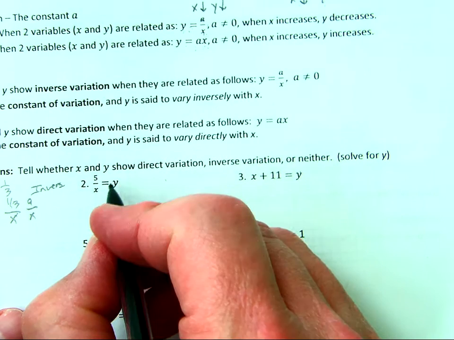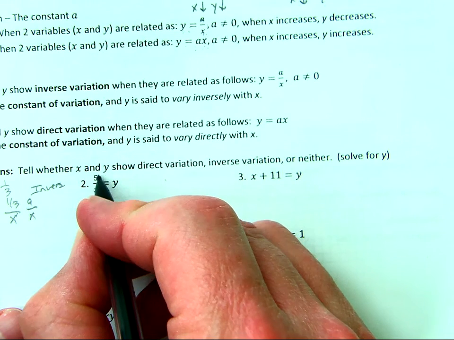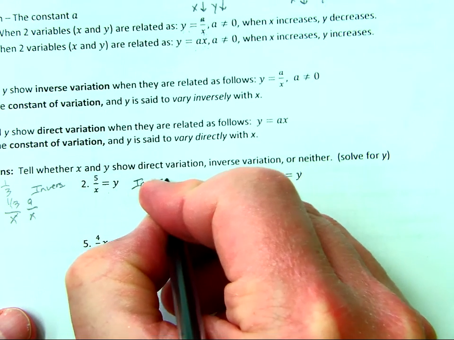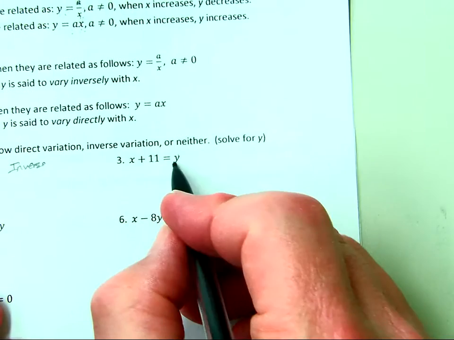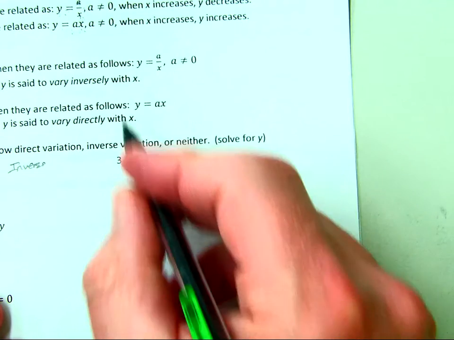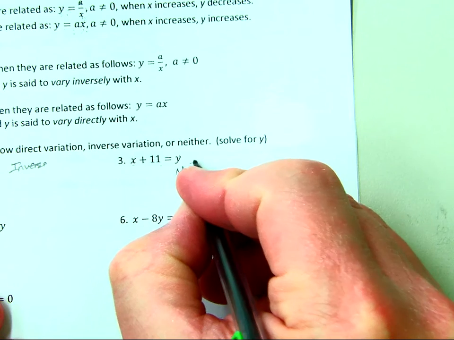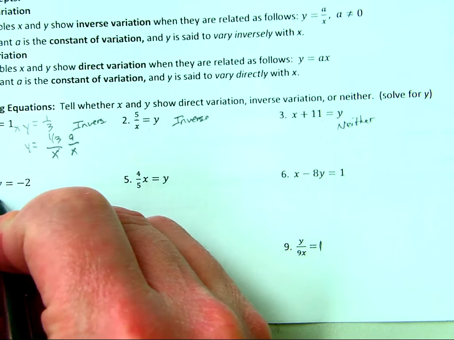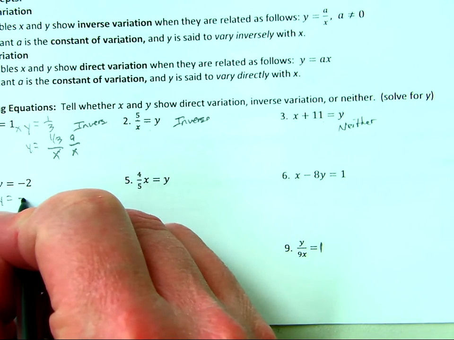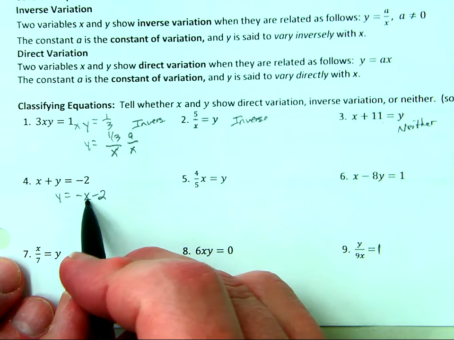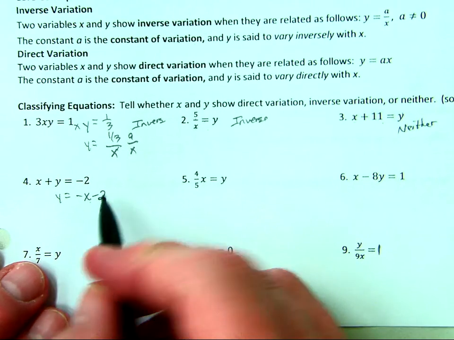Same with this one. It's already set up that way. Y equals a constant over x. So that's an inverse variation. This one, we have x plus something. Well, in neither one of our cases did we say if something was added. So this is neither. Same with this one. If we solve this for y, we'd get y equals negative x minus 2. So you're subtracting a constant, so that's neither.